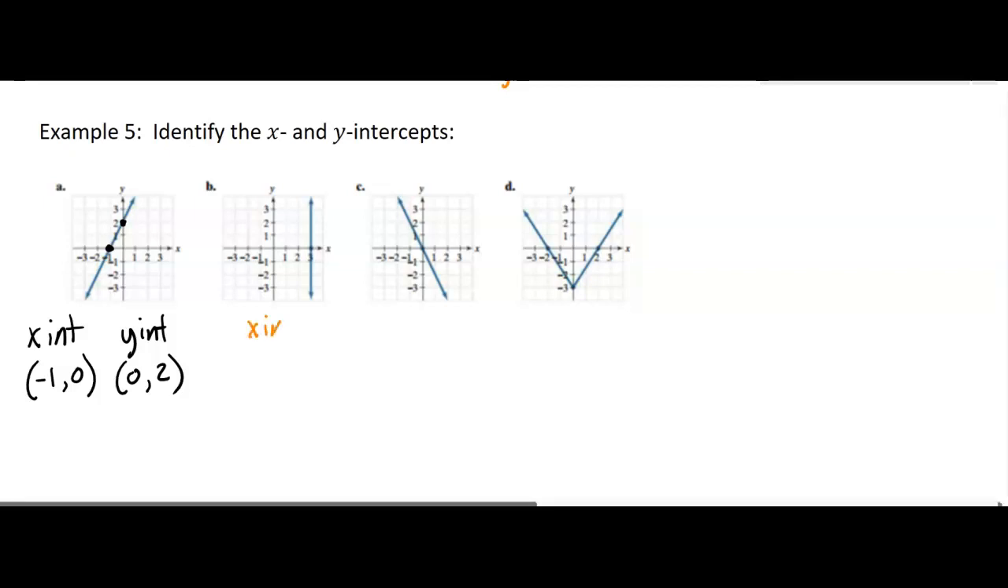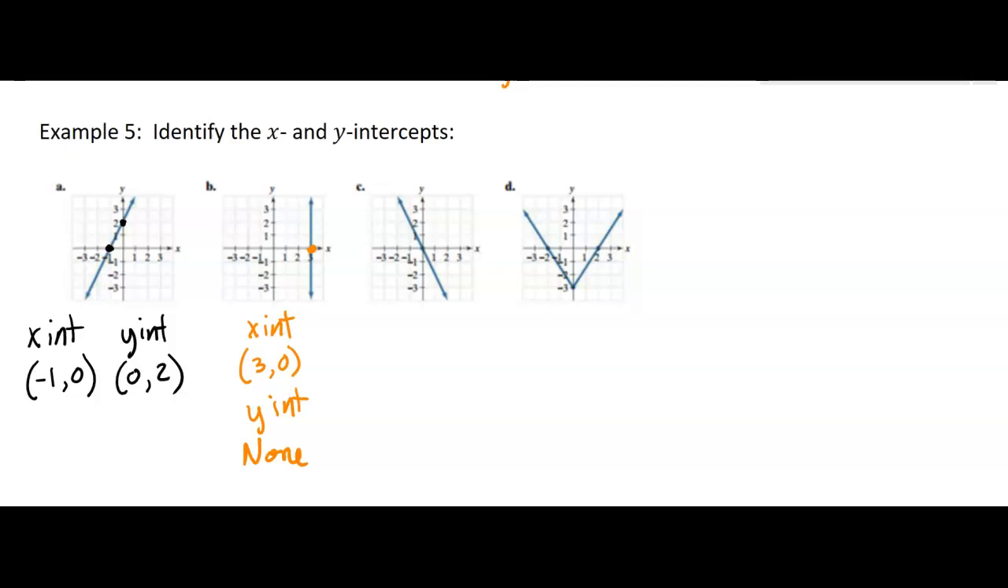X-intercept. Well, it's crossing the x-axis right there, and that's the point 3, 0. Now what about the y-intercept? Well, there's none. Don't put 0 because then that'll be confusing to us. We want to write the word none, or there isn't one, or undefined, or something like that, okay? None, I think, was a good way to write it. Okay.